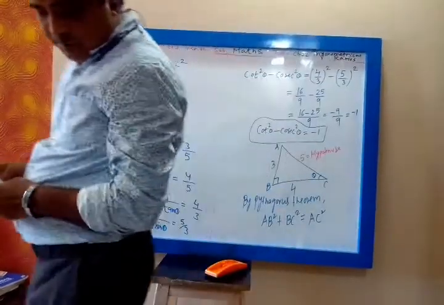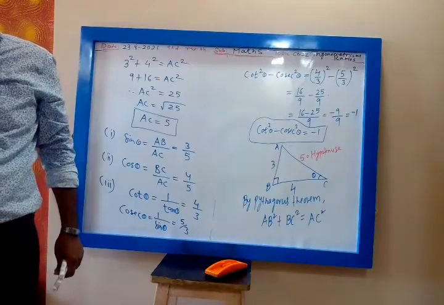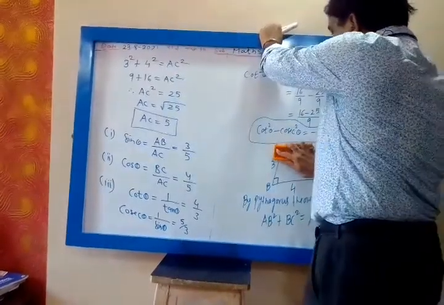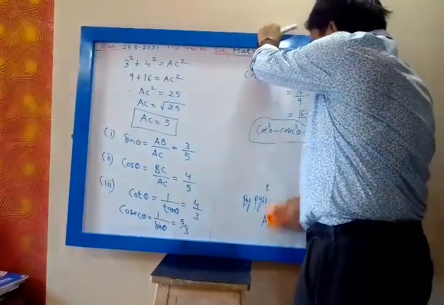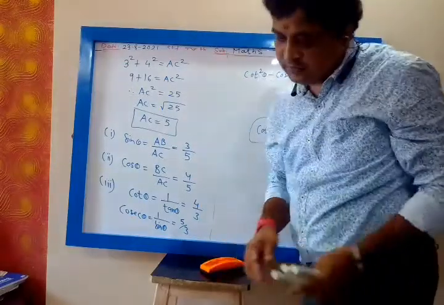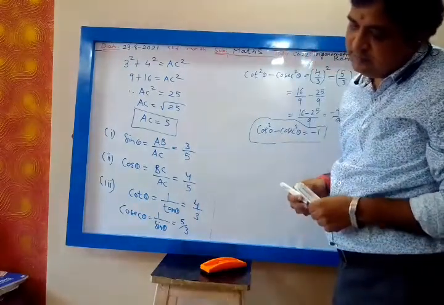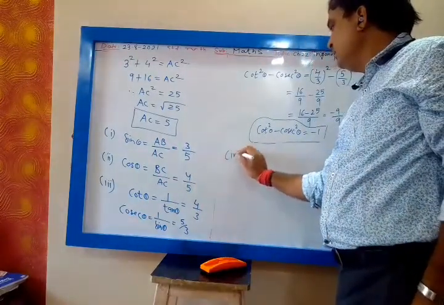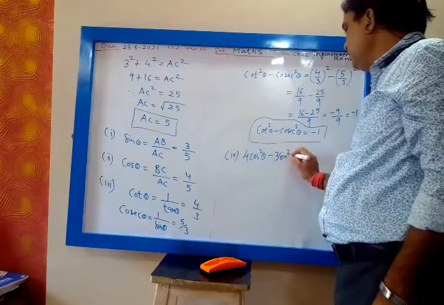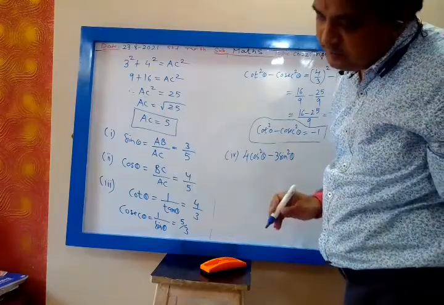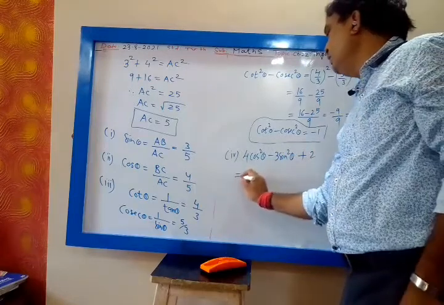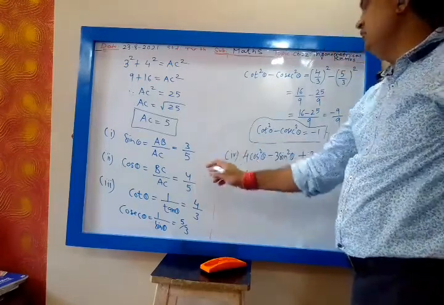Now what is asked? Find the value of 4 cos square theta minus 3 sin square theta plus 2. Fourth one. So 4 cos square theta. Cos theta we have found. Cos theta is 4 by 5.